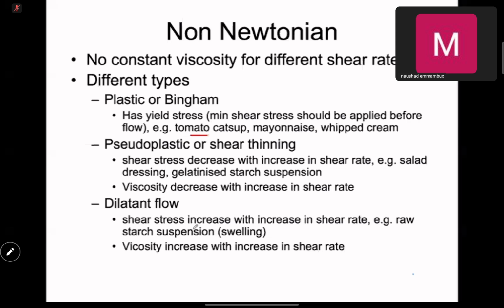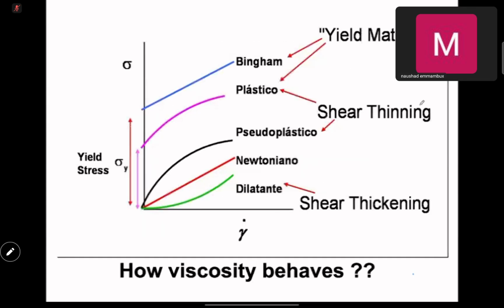It becomes dilatant, it increases in viscosity, when not already gelatinized. If it's already gelatinized, it will be shear thinning. But when you're gelatinizing your starch to form a starch base, I would say it's more like a dilating flow. Here viscosity increases with increase in shear rate. Here viscosity decreases with increase in shear rate. This is what tends to happen.